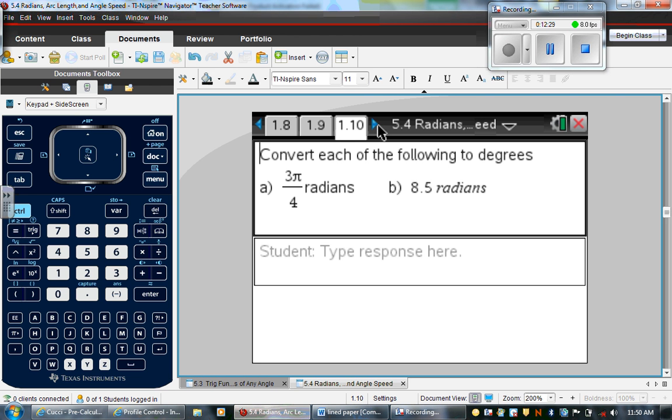Now convert each of the following from radians to degrees: 3 pi over 4 and 8.5 radians.